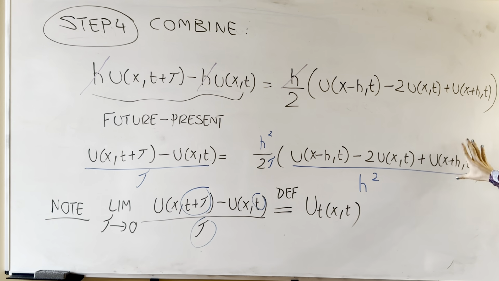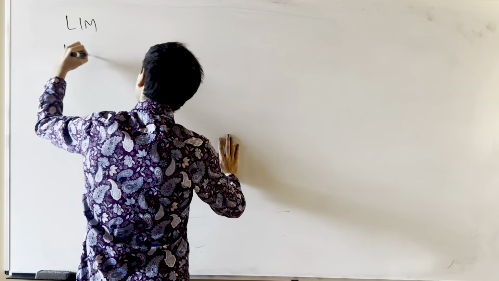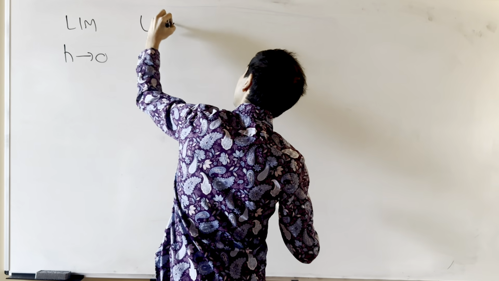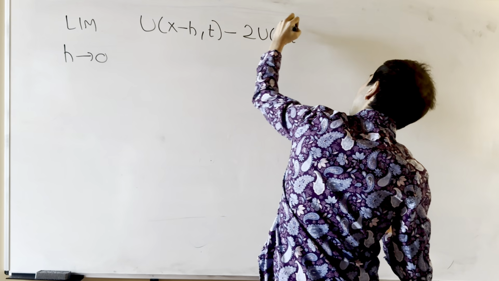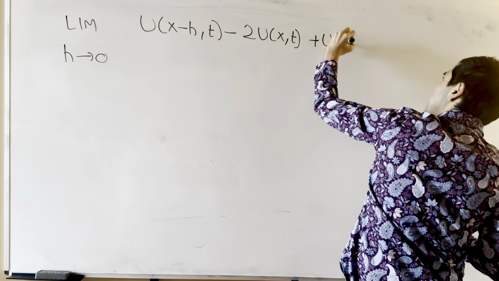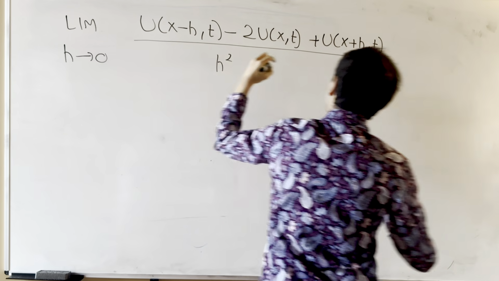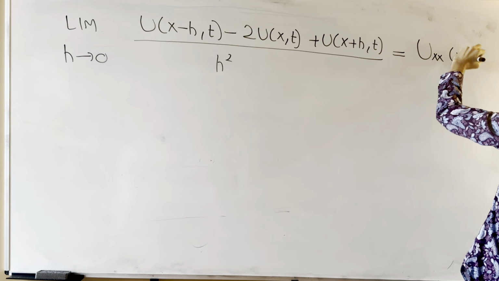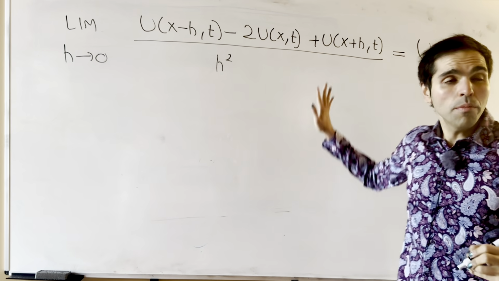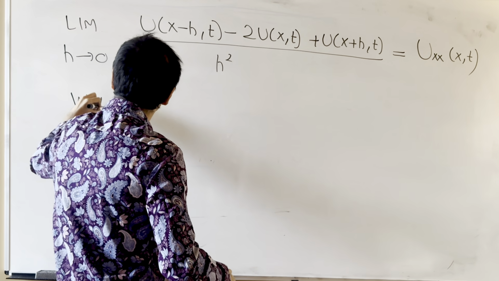On the other hand, as I mentioned, this term will go to the second derivative. And as I said, the limit as h goes to 0 of this term, so u of x minus h, t minus 2u of x, t plus u of x plus h, t over h squared, turns out to be u_xx at x. And how come this is true? So you may or may not have seen this. I just want to quickly show this to you.